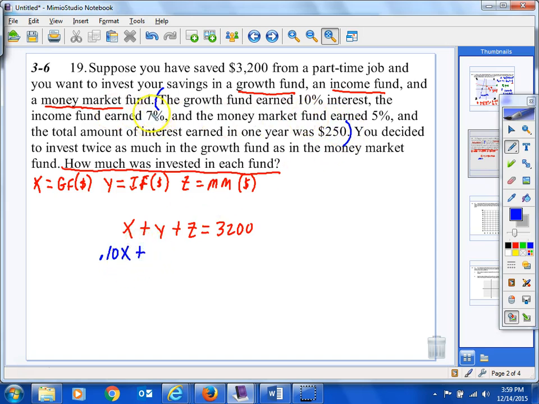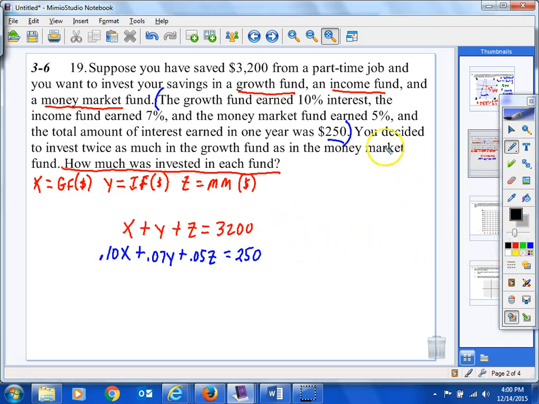And 7% times the amount I put in the income fund got paid back to me. And 5% of what I put in the money market fund got paid back to me in the form of interest, for a total interest amount of $250. Okay, so far so good.